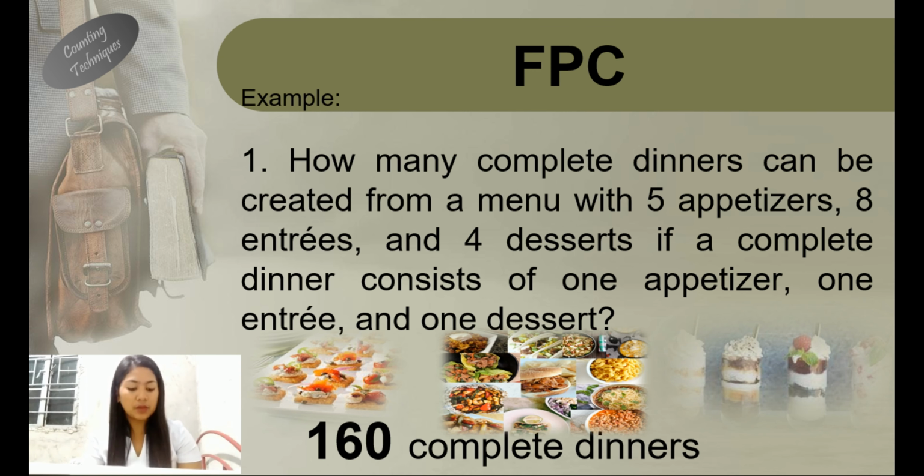Example: how many complete dinners can be created from a menu with 5 appetizers, 8 entrees, and 4 desserts? If a complete dinner consists of 1 appetizer, 1 entree, and 1 dessert, we simply multiply 5 times 8 times 4, which is equal to 160.